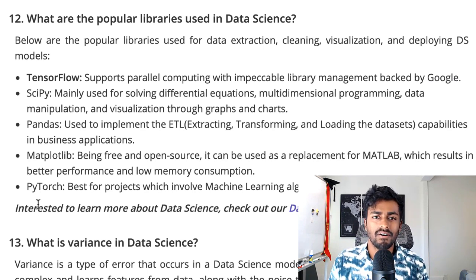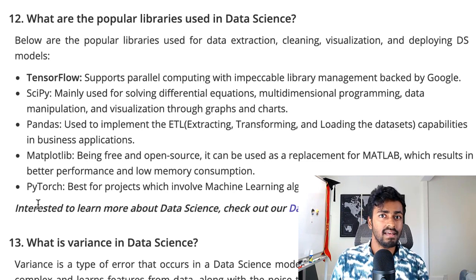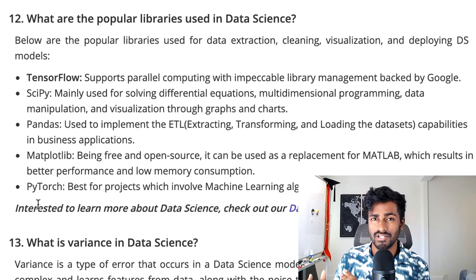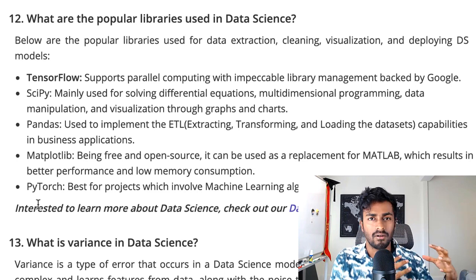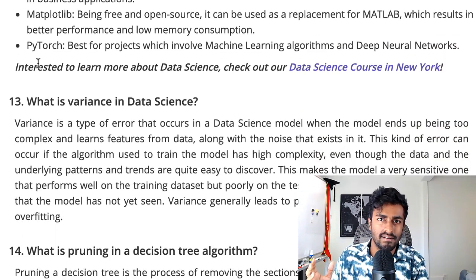What are popular libraries used in data science? So they mentioned TensorFlow, Pandas, Matplotlib, and PyTorch. I'm not sure if this question would be asked as is. It would be more like, what are libraries that you know of, or what are applications that you have built, rather than the tools that you have used to build those applications. Because in the end, the final products and actionable products are more important than what underlying tools you use to build them, because you could use any tools as long as it gets you there.